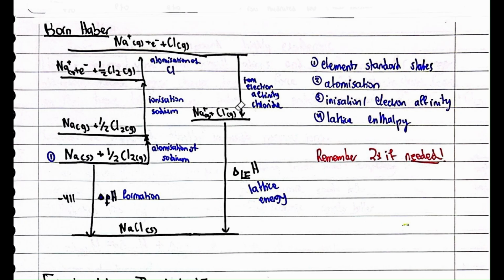The first electron affinity is exothermic. So we're going to add the electron here. So this will be a negative ion and this will be a positive ion. And the lattice energy, as we said, is the formation from the ions in the gaseous state to the solid. So this will be the lattice energy.